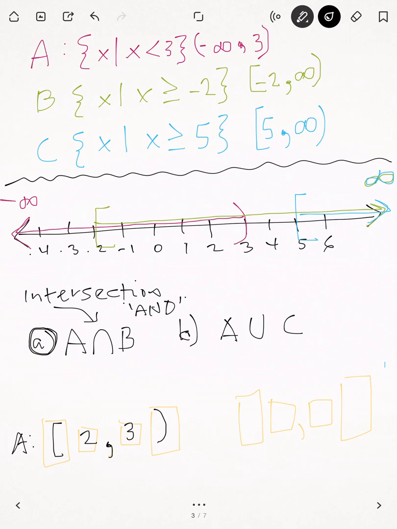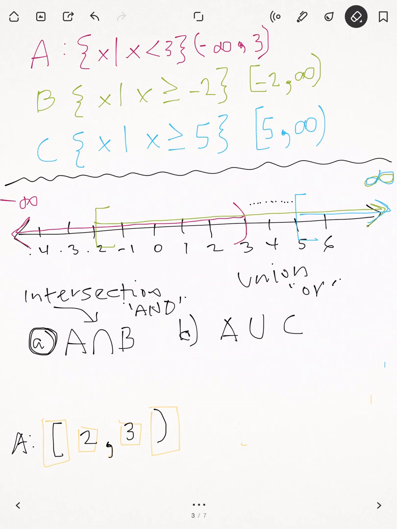Now for the union of A and C. A is the pink, C is the blue. That looks like an OR statement. For a union, I see an example of something that's not in that union, and that's this little area right here. None of those points are in it. So I'm going to take my eraser. This answer is not in the form of a line segment.